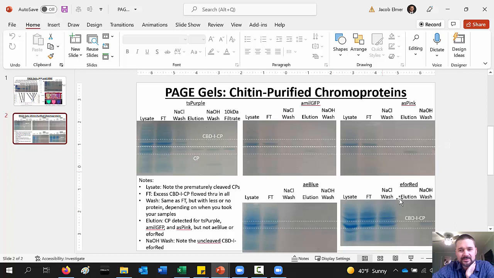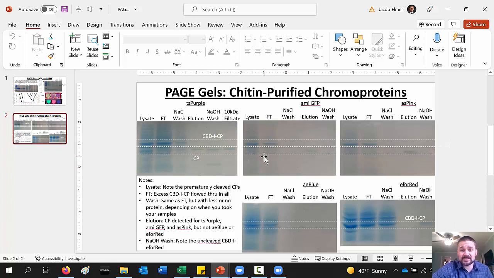So here are the gels from the chitin purification. And what you see in each case is that the lysate is loaded up with protein, so is the flow-through, just as we would expect. In some cases, the wash lanes either have a lot of protein as well, or they're pretty blank. That just depends on when you took your sample during the wash. If you took it early on, you probably still had some proteins that were eluting. If you took it later, then they were probably already gone. Okay, so don't worry too much if you see nothing in that wash sample or that wash lane. That's what's supposed to happen.